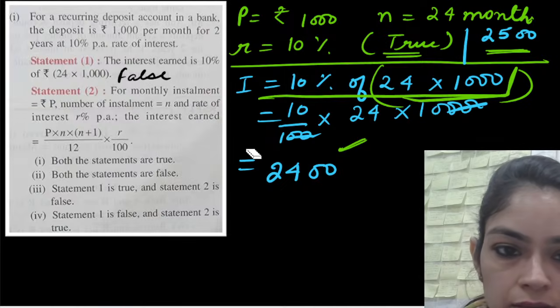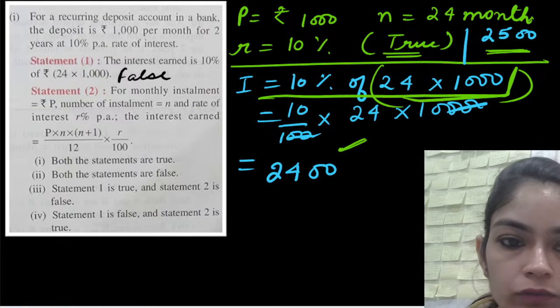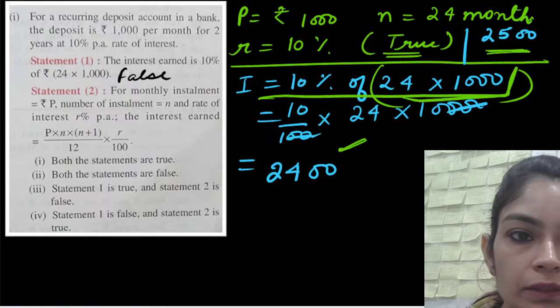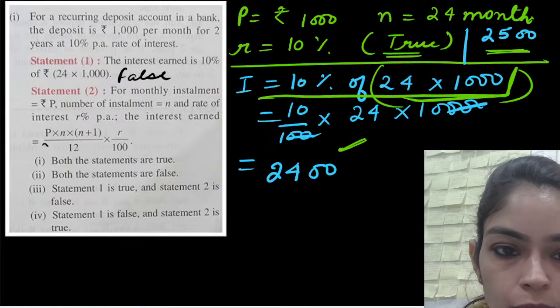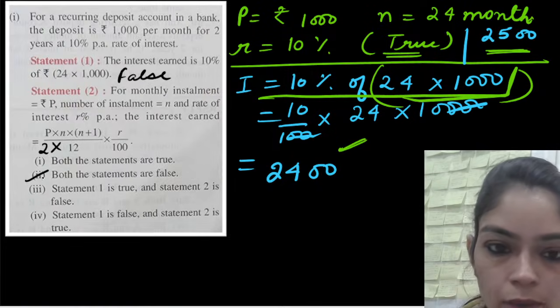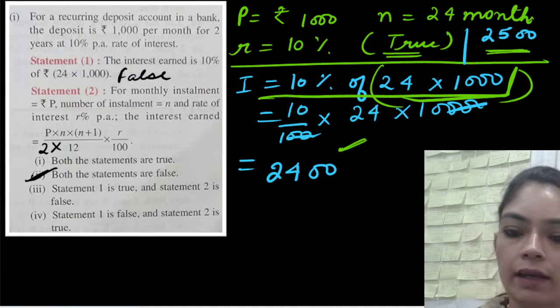Let's see now the second statement. Second one again, it's a formula. So they have given the interest formula again wrong. What was given to us in the previous question, here 2 is missing. It's 2 into 12, right? So that means both the statements are false. Option 2 is the correct answer.